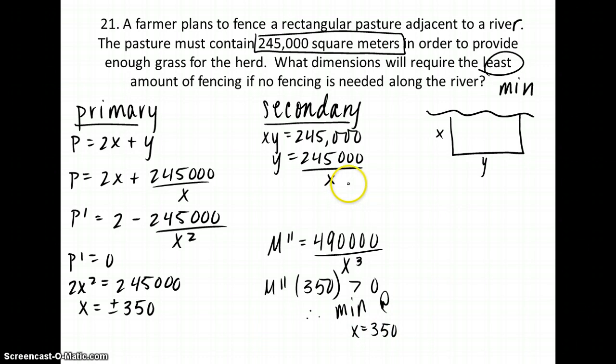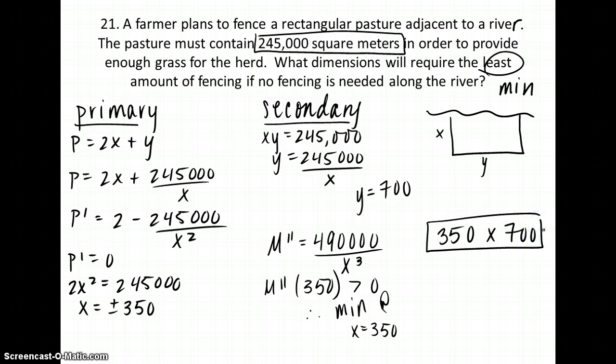Take this number, plug it back into the secondary. Y is equal to 700. So what dimensions require the least amount of fencing? A fence that's 350 by 700. So that would be our final answer. Found the derivative, critical numbers, verified the max or min, answered the question.